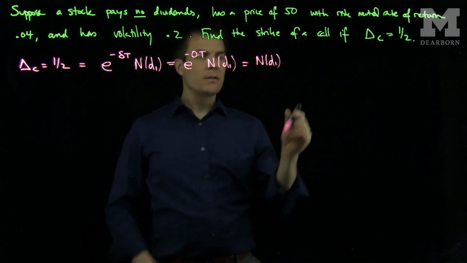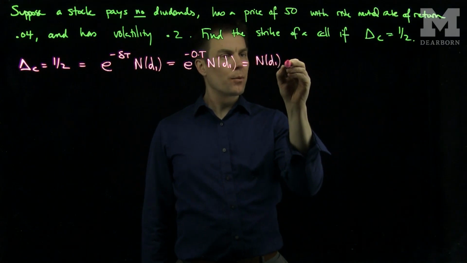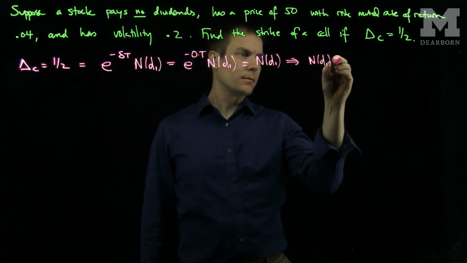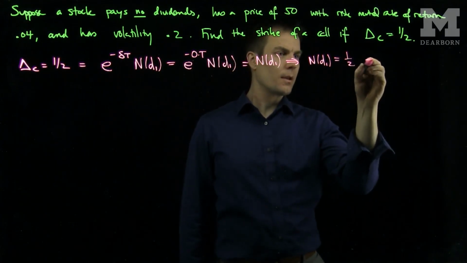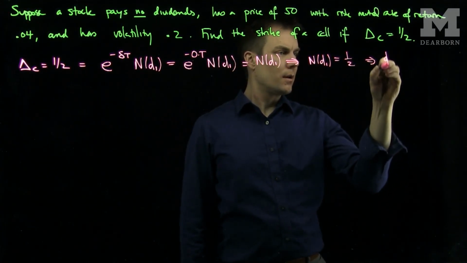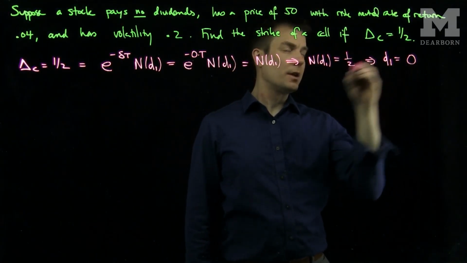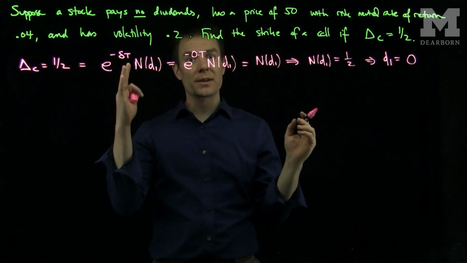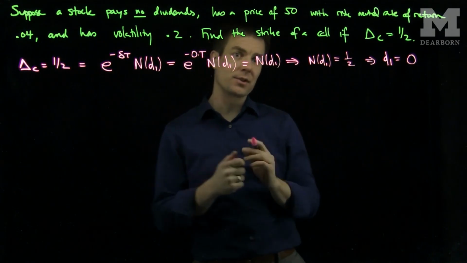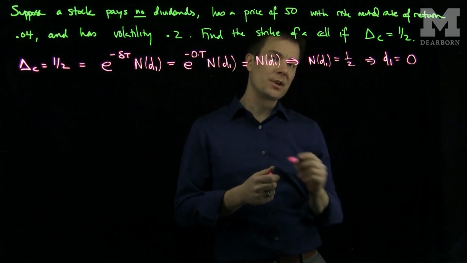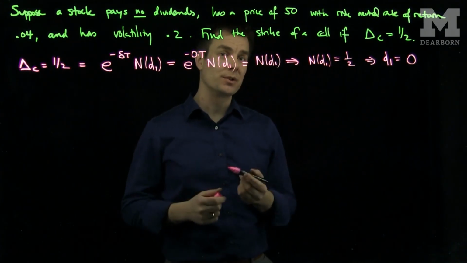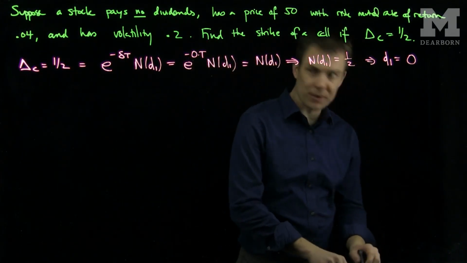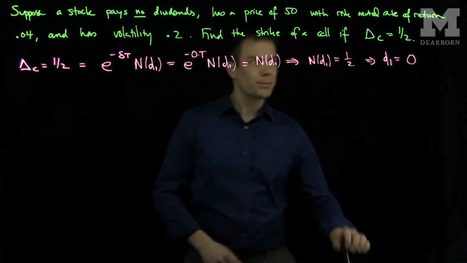So if N of d1 is equal to 1/2, we know that d1 must be equal to 0, because the normal distribution is a symmetric distribution. Half the mass is to the left of the origin, half the mass is to the right of the origin. So when N of d1 is equal to 1/2, that must mean that d1 is equal to 0, the point of symmetry of the distribution. Now we can continue the problem.